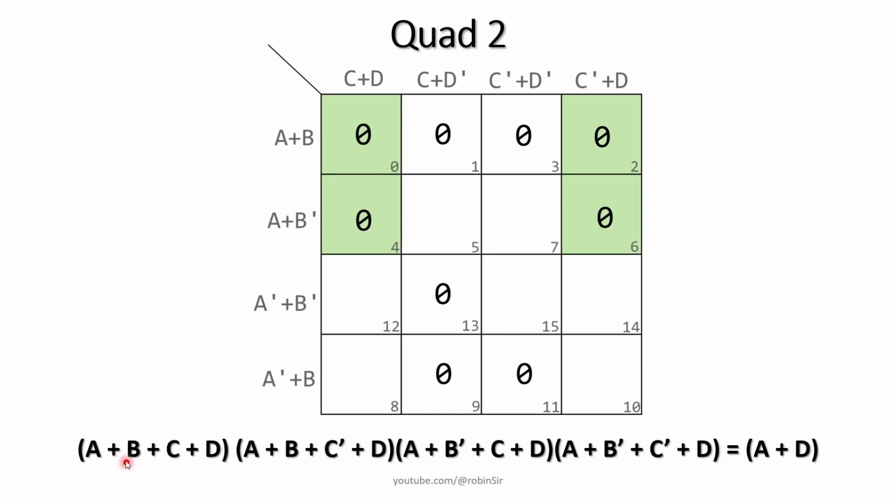B is changing because B is here without complement, but if you look at the third term, it has become B naught. That's why we are not taking B. And same with C. C is also changing, so we are not taking C. So a quad always removes 2 variables, and that's why we are now left with 2 variables here also.